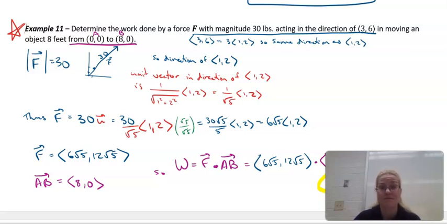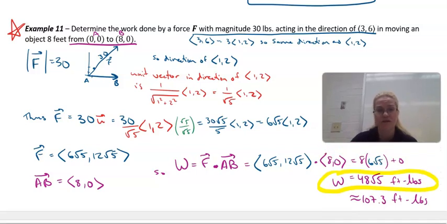And so then AB was from the origin to 8, 0. So I'm moving this way. There's A, here's B. So AB is just 8, 0. And so to finish off this problem, we just took the dot product. And the dot product worked out pretty nicely because there was a 0 there. We can just say it's 48 times the square root of 5 foot-pounds, or approximately 107.3 foot-pounds. So big star next to that example.